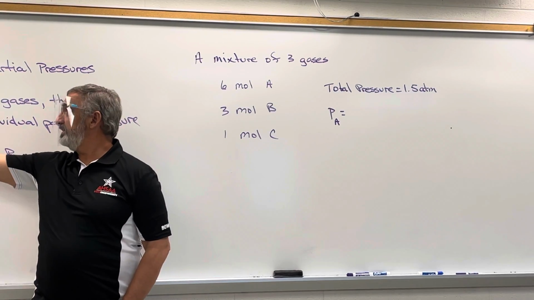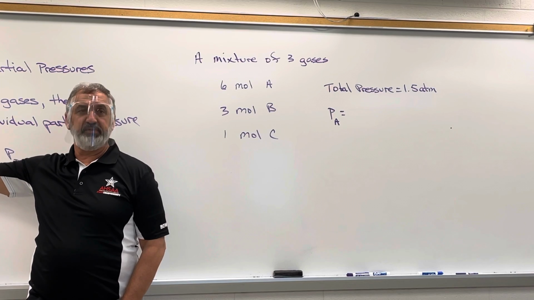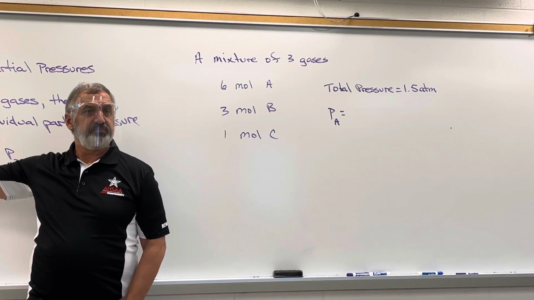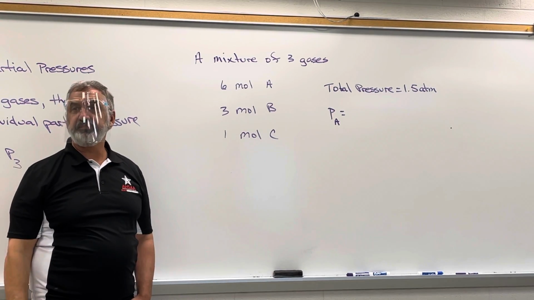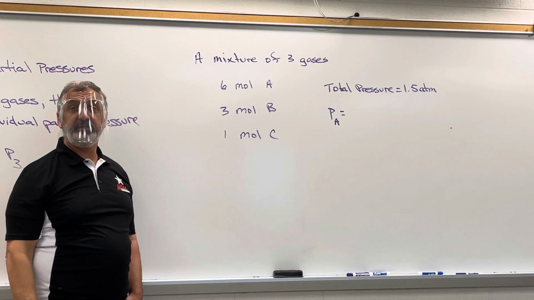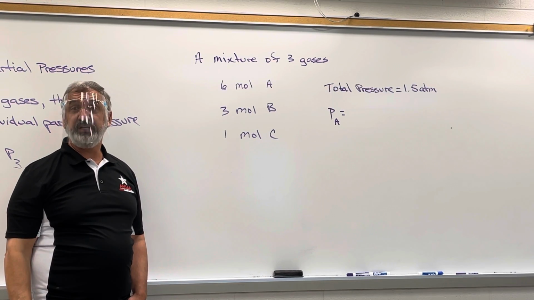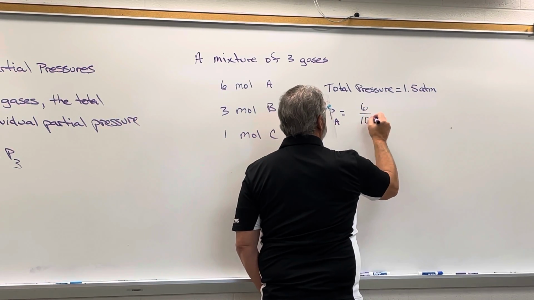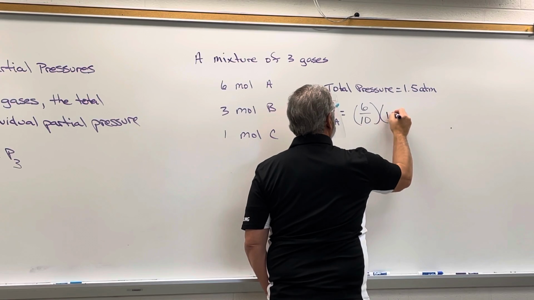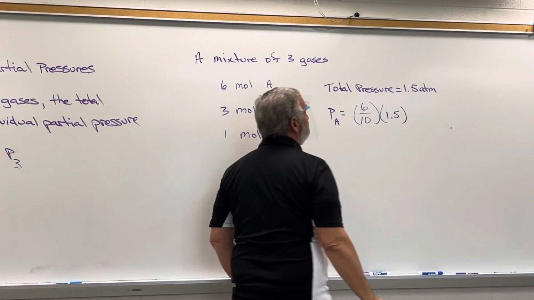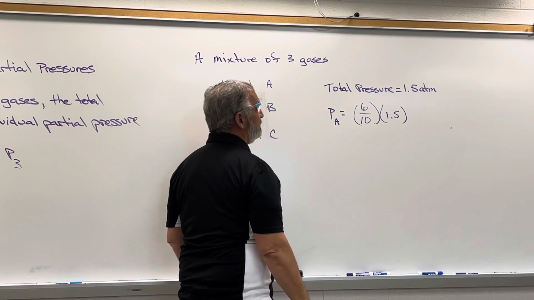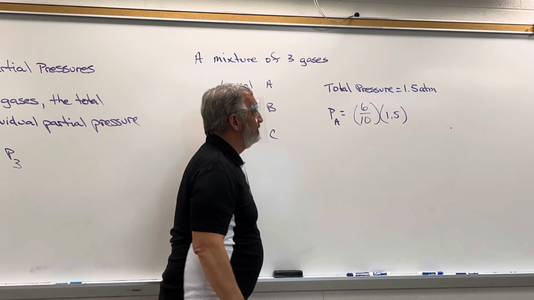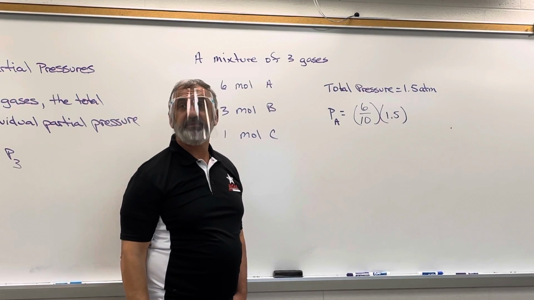Think about it like over here. You guys knew it right off the bat right here. How many moles total do we have? 10. How much are A? 60%. So 60% of 1.5. So it's going to be 6 over 10 times 1.5. So that's going to be 0.9 atmospheres.